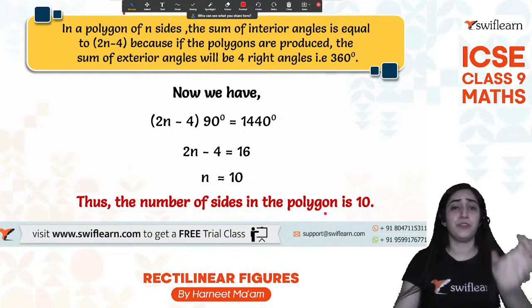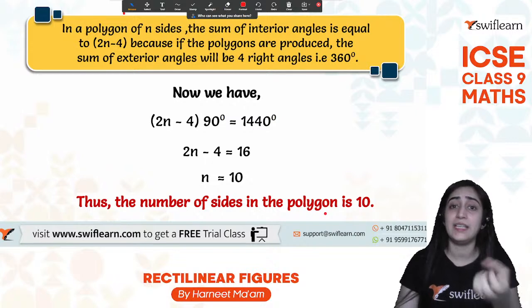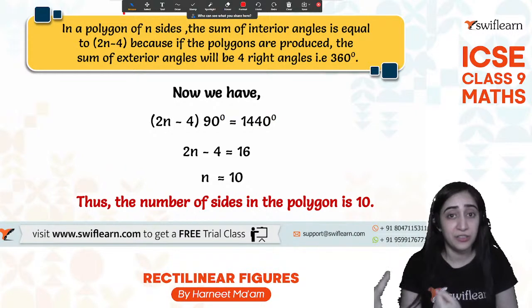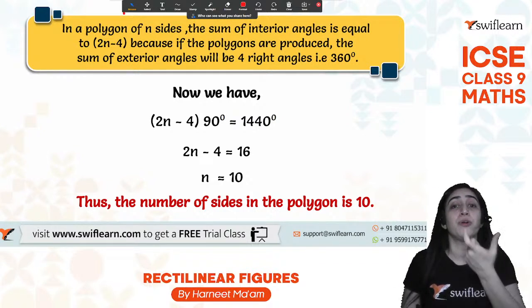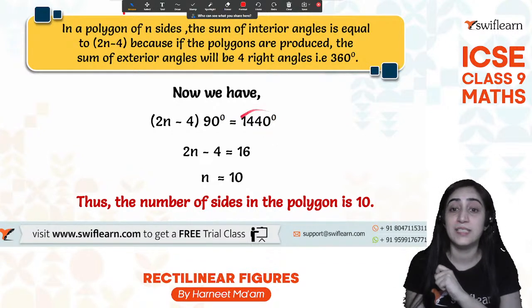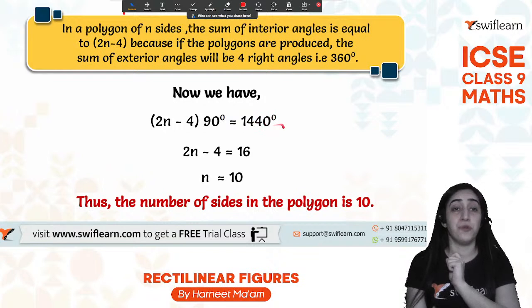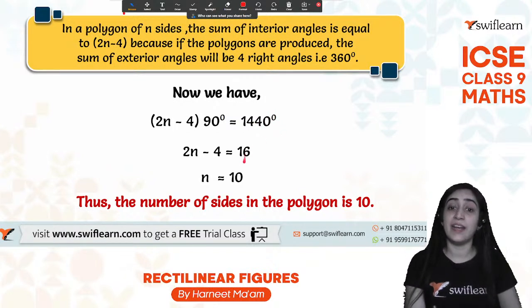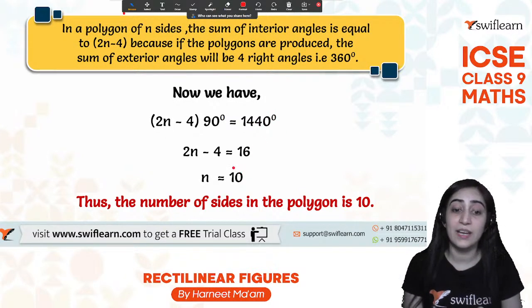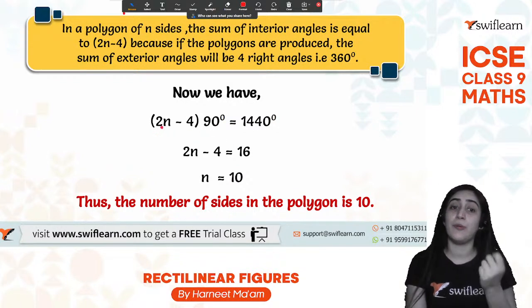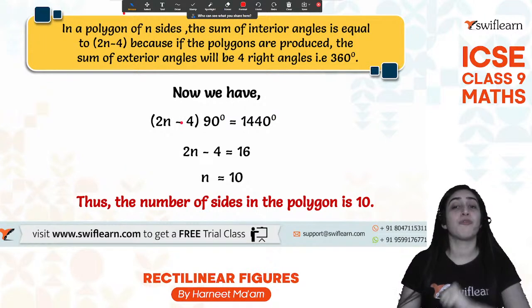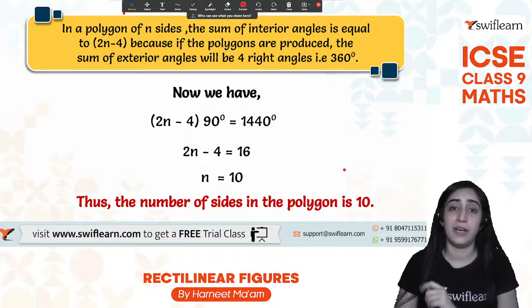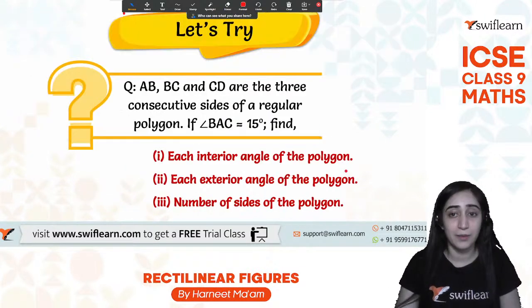What have we done? We used whatever information was given. It said the interior angle is 4 times the exterior angle. The sum of exterior angles is always 360 degrees, so we got to know the sum of interior angles is 1440. Now I need to find the number of sides. What is the formula? Interior angles sum equals (2n minus 4) into 90 degrees, where n is the number of sides. So using this we find the number of sides, which was a decagon.